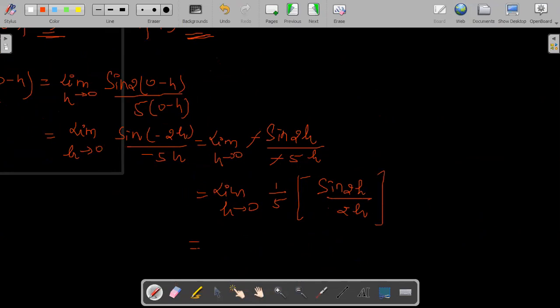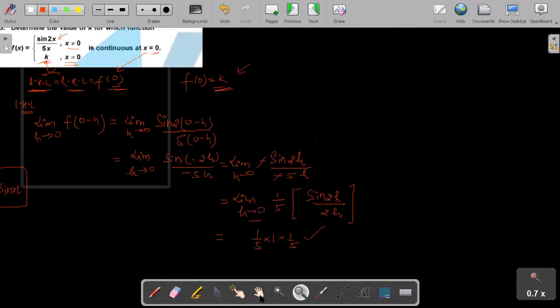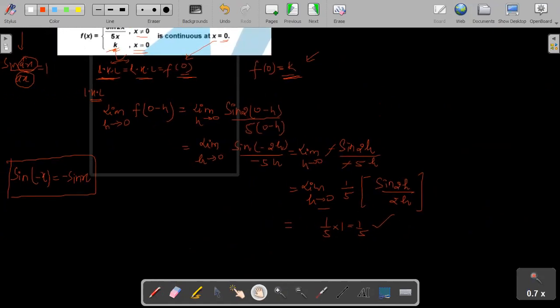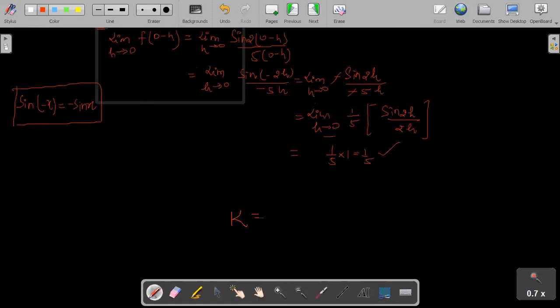Now, this is very simple here. Sin h upon h, by applying this limit, h tends to 0, will give you 1. So 1 by 5 into 1, this is 1 by 5. Okay, sir. So the value of k is 1 by 5. Wait, sir, it should be 2 by 5, right? Oh, sorry. Yes. 2 by 5, correct. This is 2 by 5, correct here.